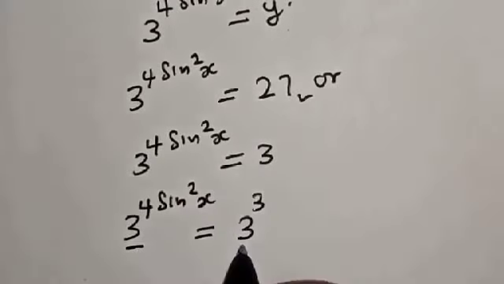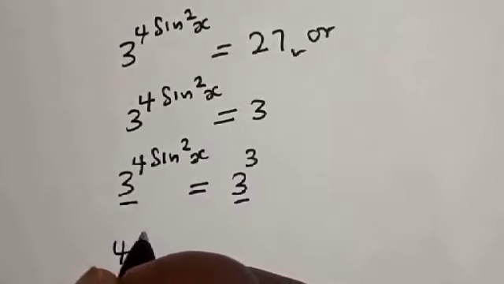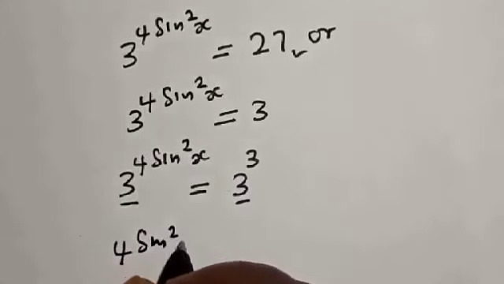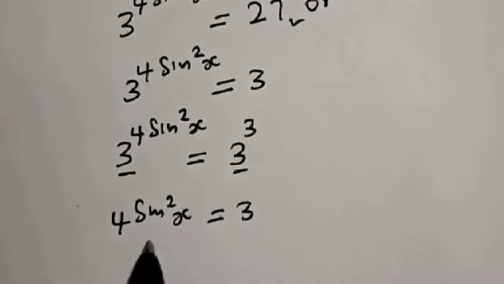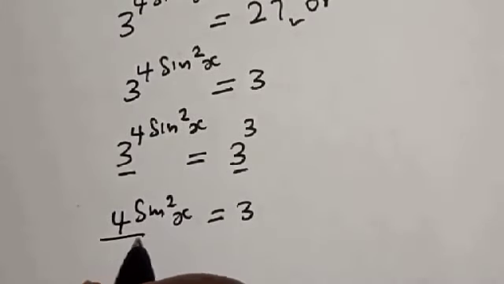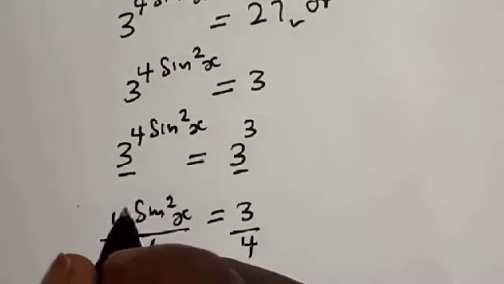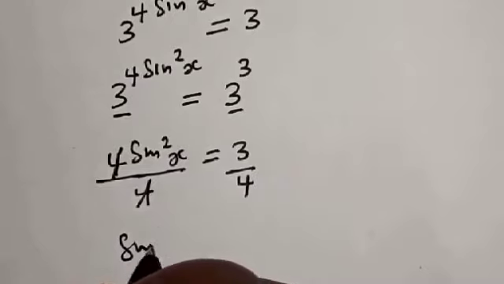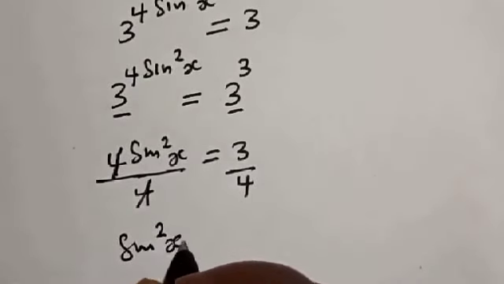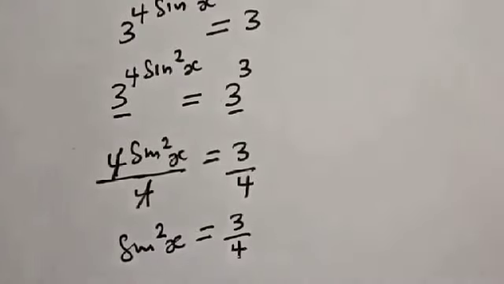Then they have the same base 3. This is 4 sine square x is equal to 3. Let's divide both sides by 4. Divided by 4, divided by 4. This one will cancel this. Sine square x is equal to 3 over 4.